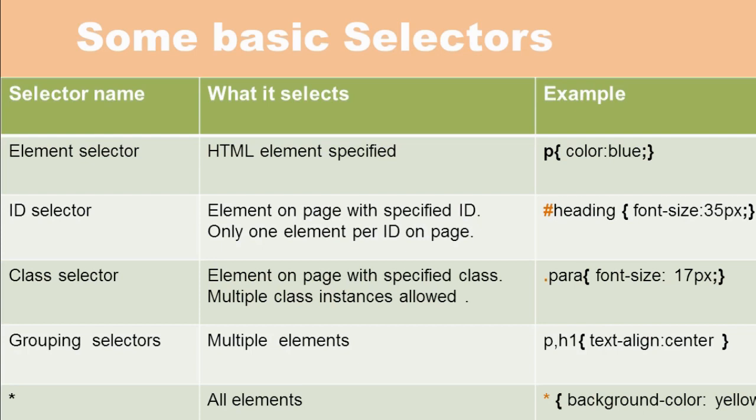Next, we've got a grouping selector. We've used the grouping selectors so far in this course, where we selected multiple elements and grouped them together to apply styling, just like I've done here. So that is known as a grouping selector. There's also another selector here, which is represented by the asterisk symbol. What that does is select all the elements. If you want to apply a certain style to all the elements on the page, then you can use the asterisk selector and that will apply the styling to all the elements in the page.